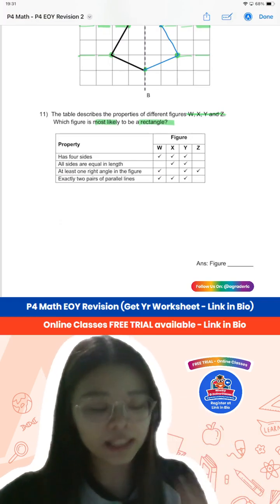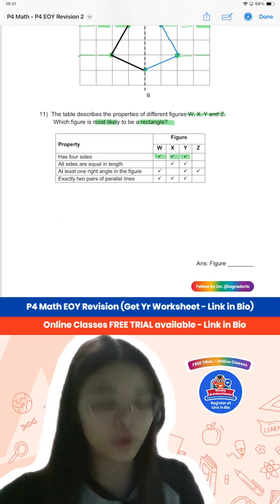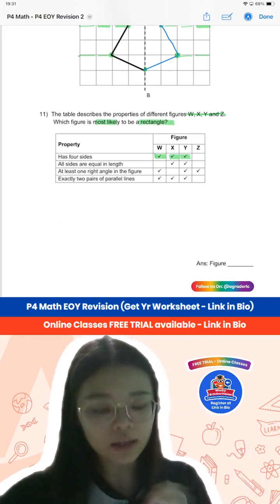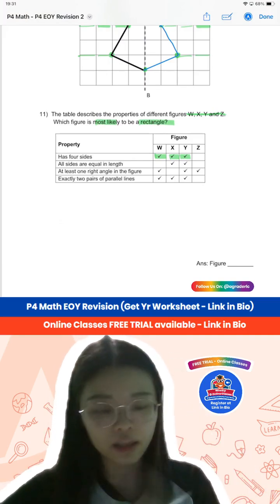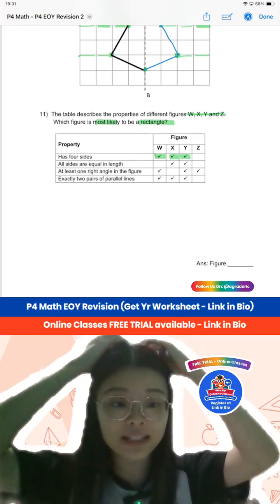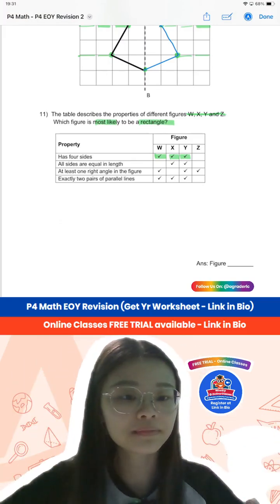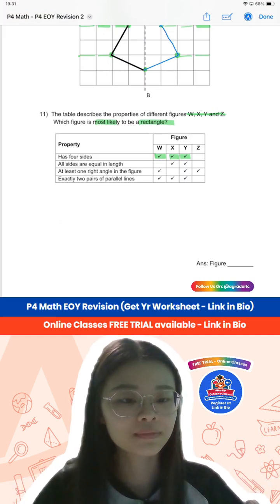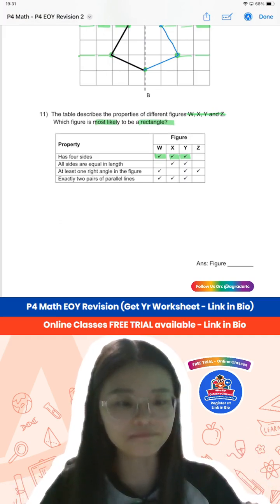A rectangle has 4 sides. So we can highlight all the points that say yes. Next. All sides are equal in length. Does a square have 4 equal sides? Check the tick and letter.